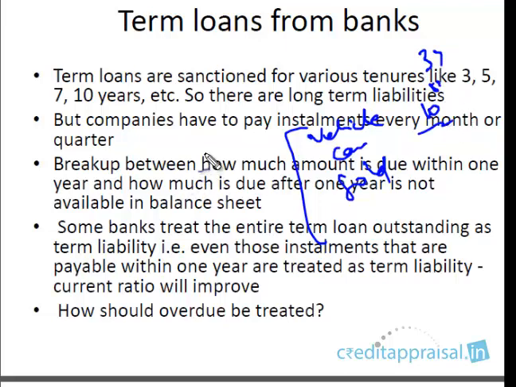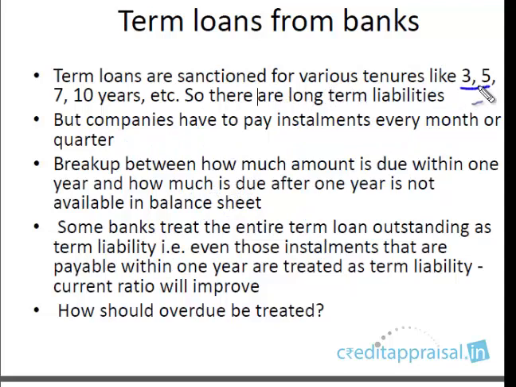So for a company also, the bank can extend various loans, right? Loans for purchasing of machinery or for construction of buildings, right? So various other loans. So when the bank stipulates a repayment tenure, like 3 years or 5 years or 7 years, it's a period greater than 1 year, right? So these are long-term liabilities.